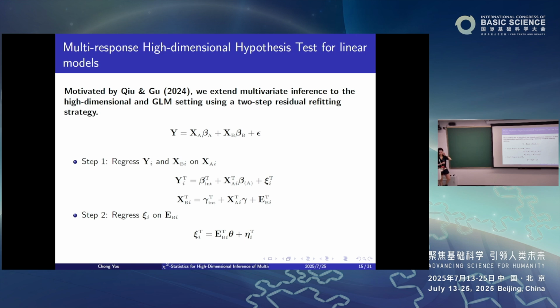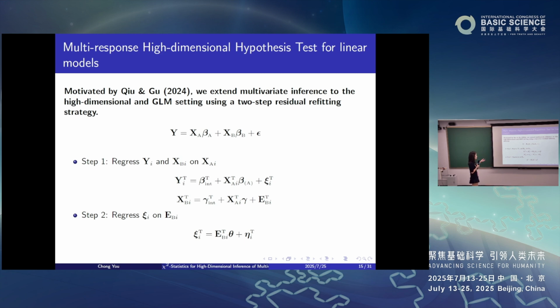Okay, so now come to our work. In this work, we extend the multivariate inference to the high dimensional setting using a two-step residual refitting strategy. So again, this is the model, and this is a matrix, this is a matrix, and this is a matrix. So it is not a vector anymore. Our goal is to test whether beta B is a zero matrix.